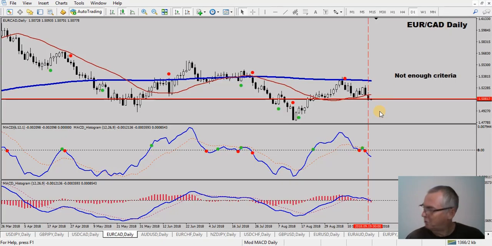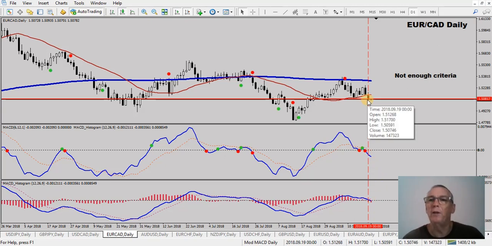Euro CAD this morning, just checking my notes, took a new sell at this level here. I had to wait for enough criteria to take that sell, as yesterday the fast MACD went through the zero level, but price wasn't below the 25 SMA, nor did we have a sell signal on the standard MACD. Both of those are being complied with now, so I took the sell this morning. Euro CAD, new sell.